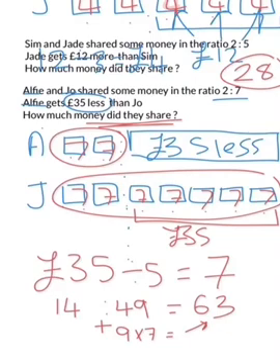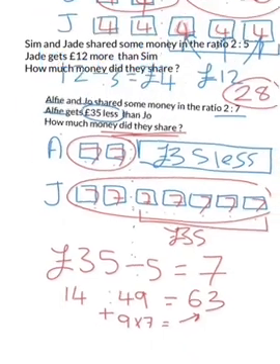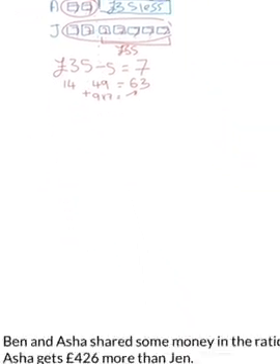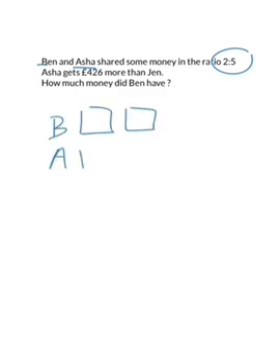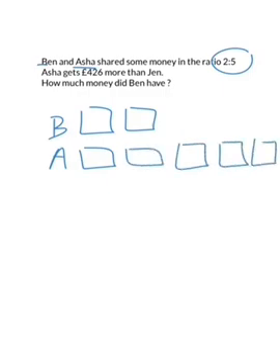And one final example just for when the numbers get bigger. And the last one, here we have it. So we're told that Ben and Asha share some money in the ratio 2 to 5. So Ben and Asha 2 to 5. 1, 2, 3, 4, 5.